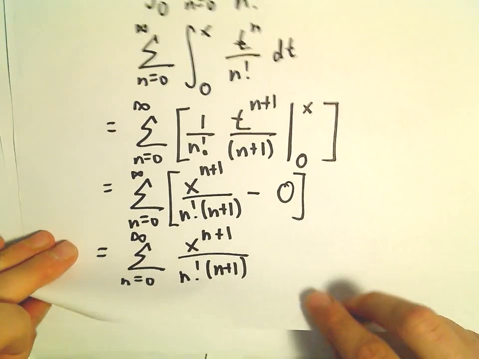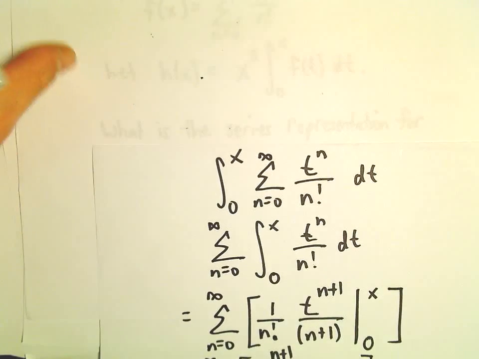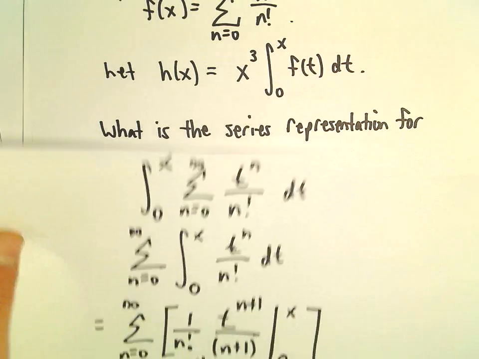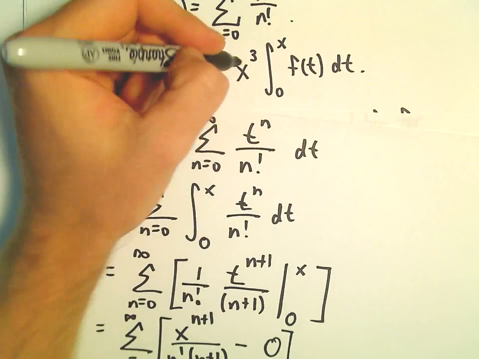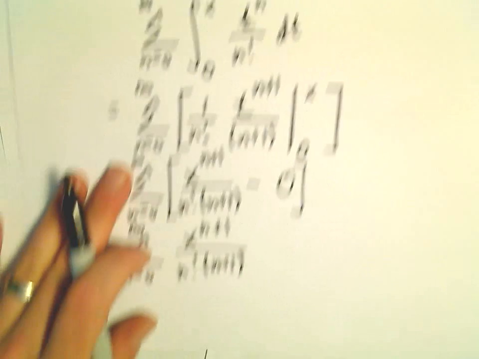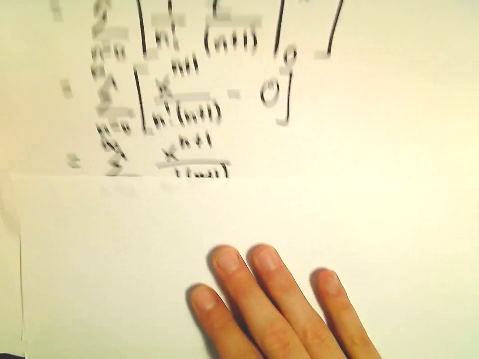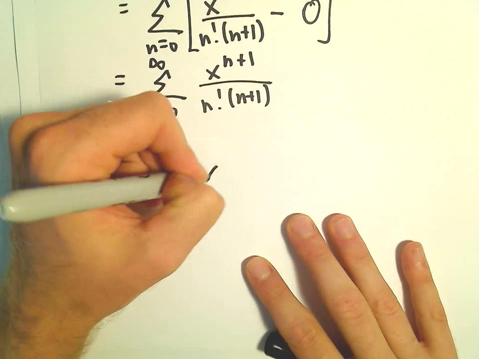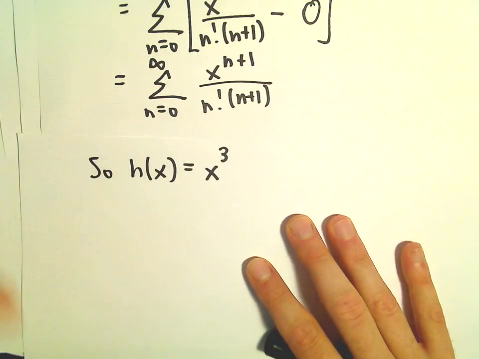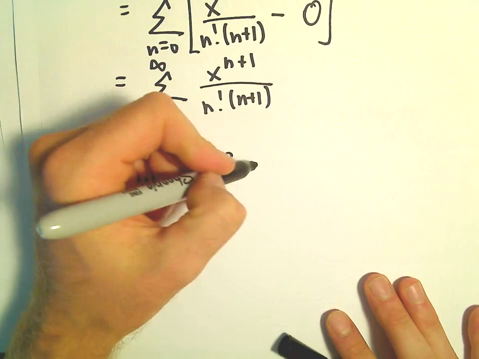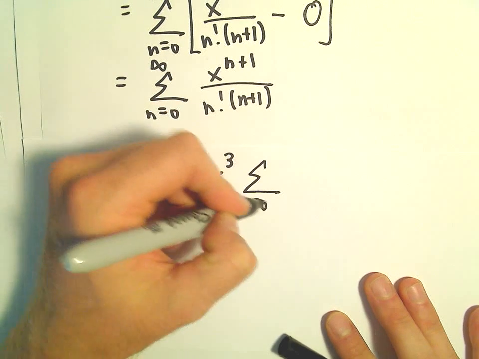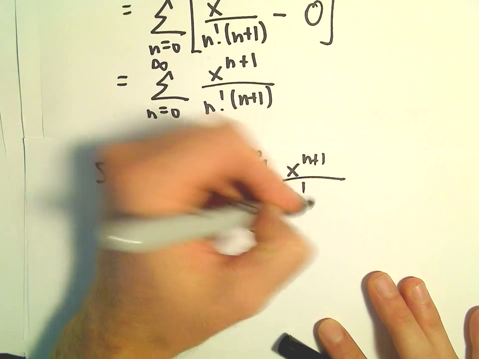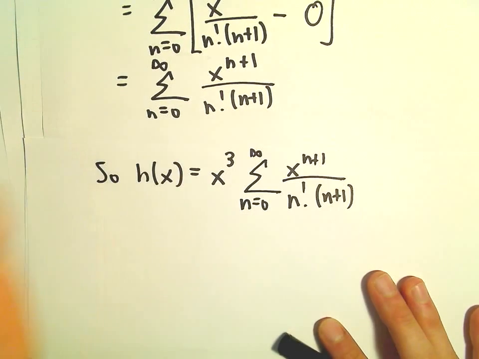And now all we have to do, because the only thing I computed there was the value of the integral, we still have to multiply that now by our x cubed, so let's not forget about that. So h of x is going to equal x cubed times the integral, which we've calculated here to be the summation from n equals 0 to infinity, x to the n plus 1 over n factorial times n plus 1.